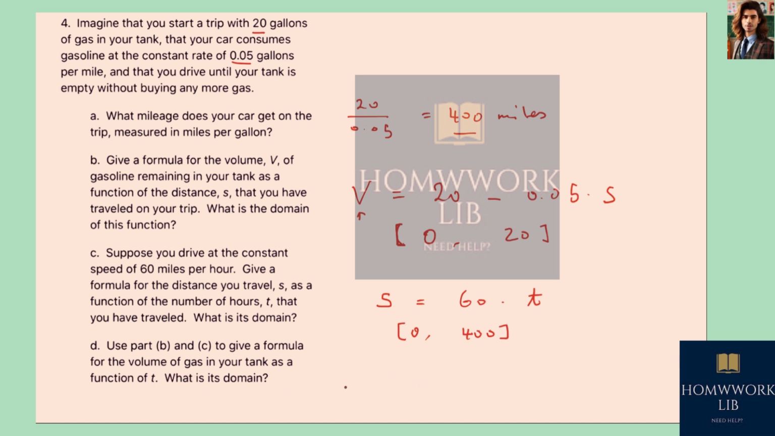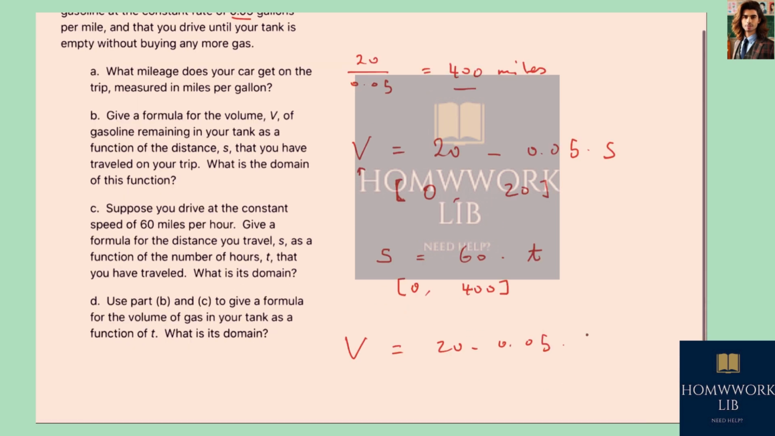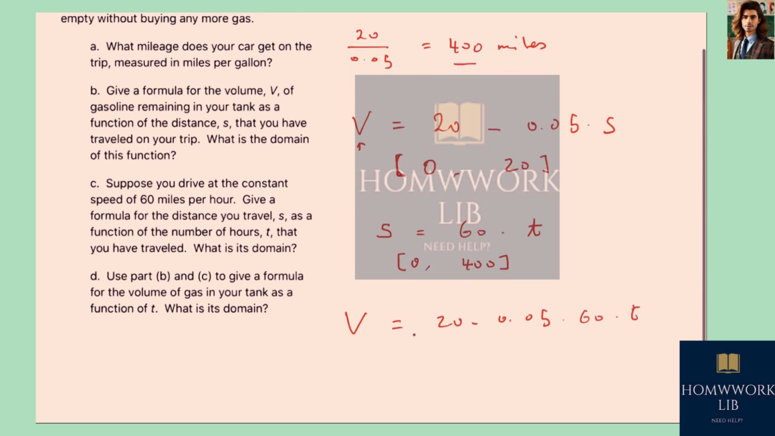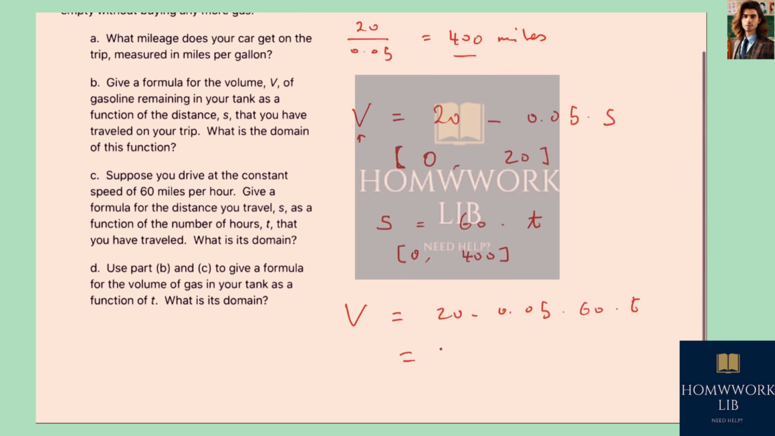So V, of course, that's given by 20 minus 0.05 times S. S is 60 times t, right? So that's the expression. And of course, you can work this out, a bit is 20 minus, I think it's 1.2 times t. I think 3. Sorry, it's not 1.2. I got it a bit wrong, because the product of those two put together is 3, so it'd be 3t, right?